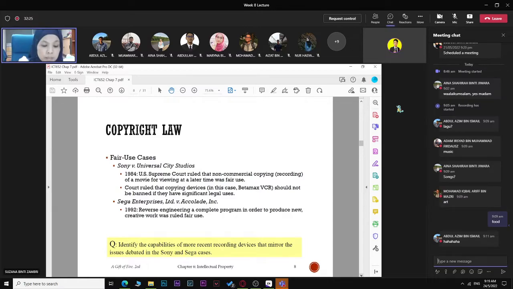And then the next case is Sega Enterprise versus Accolade Incorporated. Reverse engineering a complete program in order to produce new creative work was ruled fair use. So basically, if you use a certain portion of a program from other software to develop another software, if you use a certain portion to produce a new software, that is considered fair use as well.